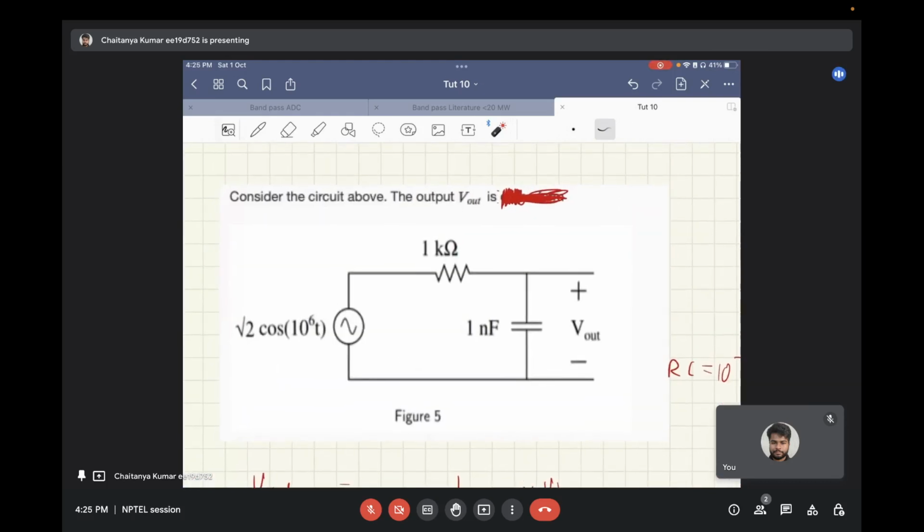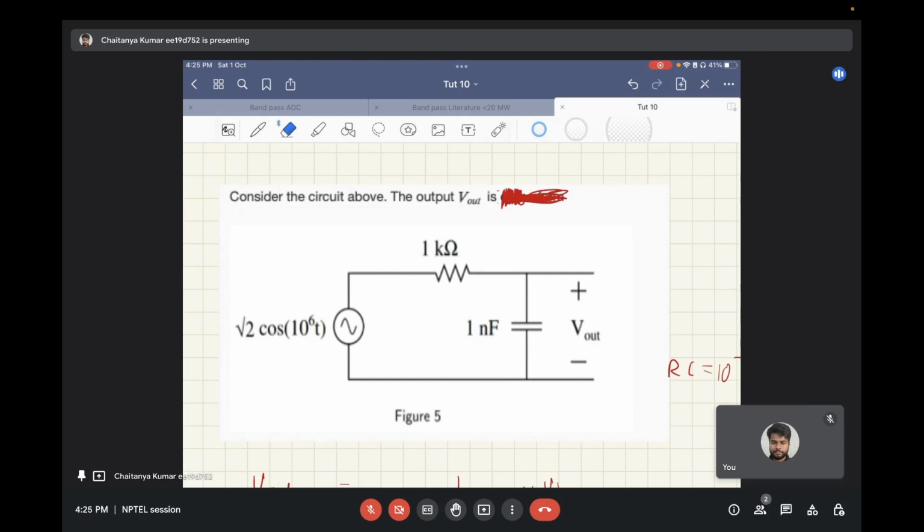In this case, you need to find out the output. In the previous question, I explicitly mentioned that u of t was there with the input, which meant that the sinusoid was applied at t equal to 0. Now, in this case, an infinitely long sinusoid has been applied to the circuit given.